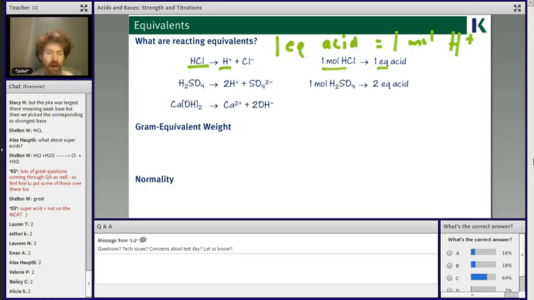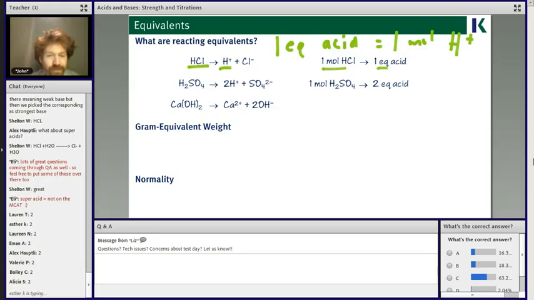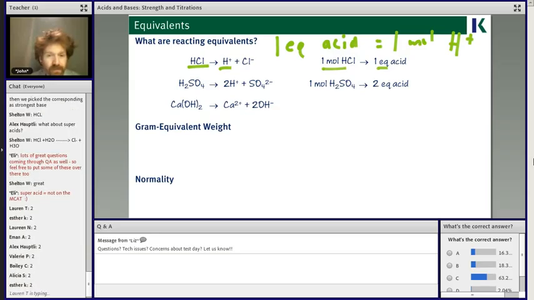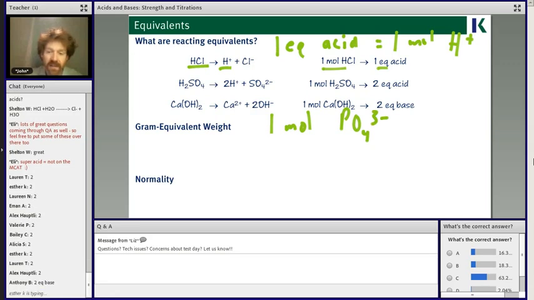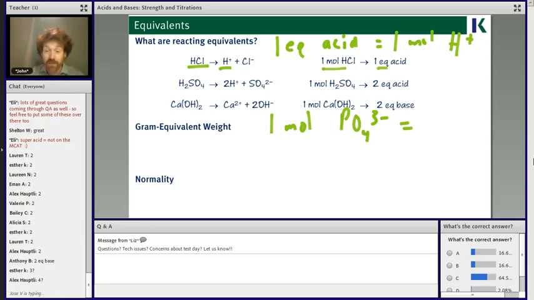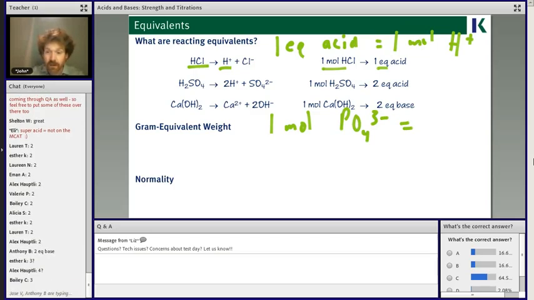How about a base like calcium hydroxide? It would also be 2 equivalents of base, right? Because it gives off 2 hydroxides. Now, you could also do other things too. For example, if you've got 1 mole of phosphate, PO4 3-. You've got to know phosphate, very important: bones, metabolism, everything like that. How many equivalents of base would that be? Yeah, so this would be 3 equivalents of base.